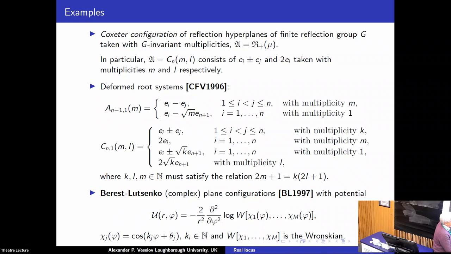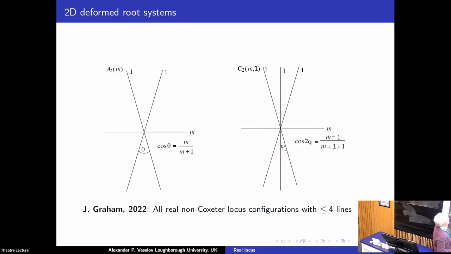So it's this Beres result that these are all real, but you have to choose real out of this. And this is the next thing. So let's see this two-dimensional deformed system. So this is how they look like. Remember that it's Euclidean geometry.